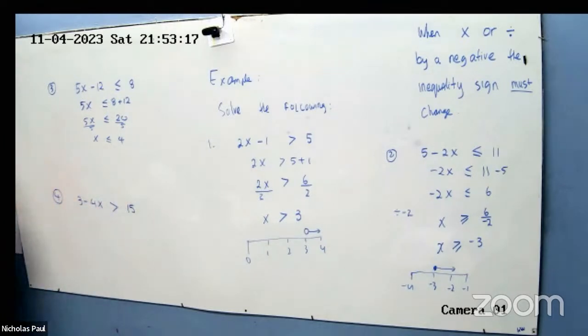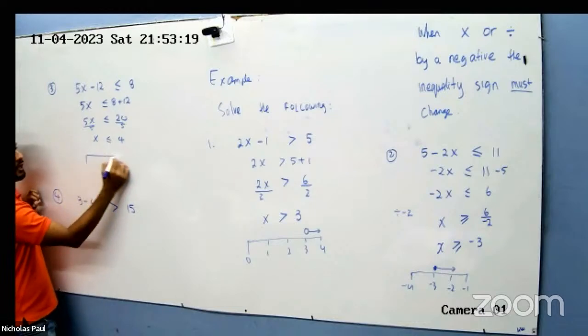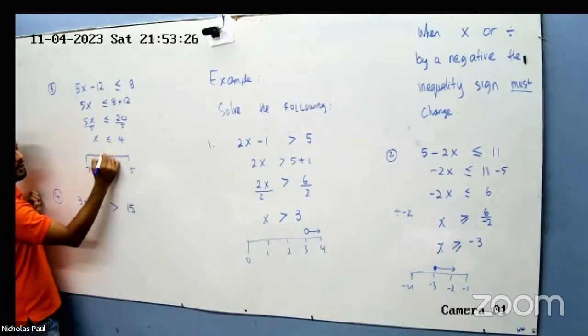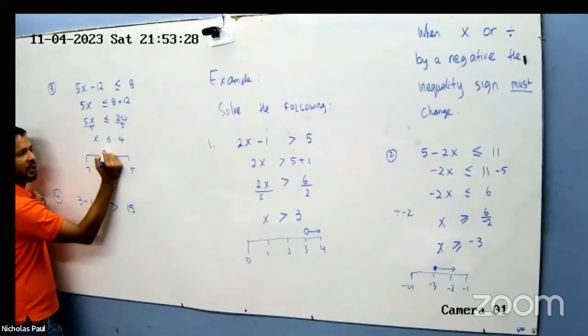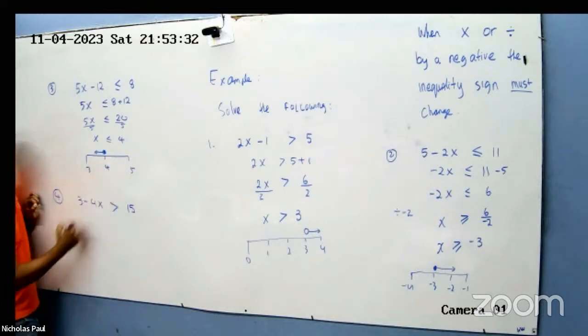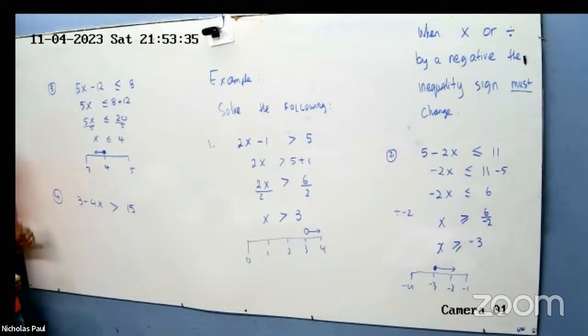That's okay? Easy, right? And then you have a little number line. You have 3, 4, 5, less than or equal to, solid to the left. Okay, solid and to the left.